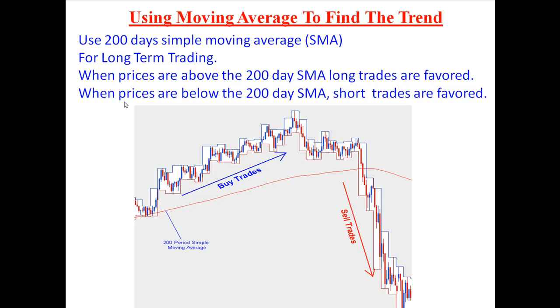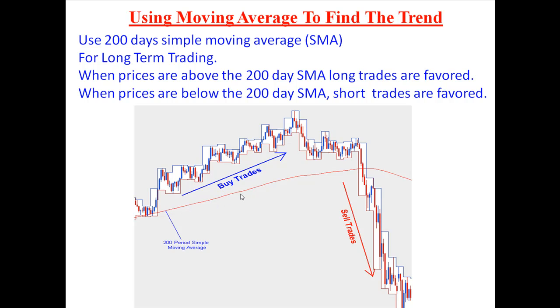Now if you're doing long-term trading, you use the 200 days simple moving average. That is 200 periods. It's written days here because these are all days. Each candle is a day, so it's 200 days. But what I'm trying to explain is that you are going to use 200 periods. So if it's an hourly chart, you have 200 hours, and the average of 200 hours. If you have a daily chart, the average of 200 days.